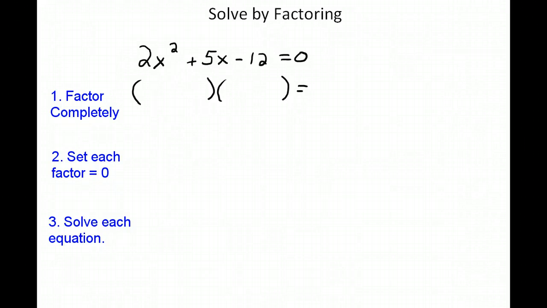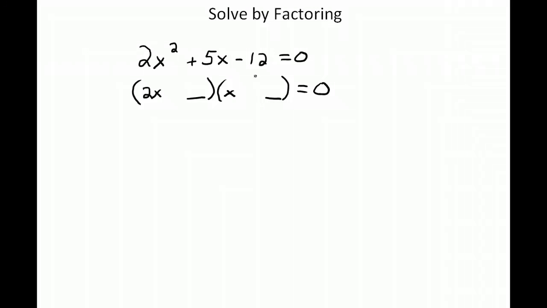My options for the F of FOIL is 2x and x, there's no other option. But when I look at the two numbers that go here, they have to multiply to give me 12. So my options are 1 and 12, 2 and 6, and 3 and 4. Now, because I get a negative 12, one of these has to be positive and one has to be negative. So I just pick one and try it. So I'm going to try 1 and 12.